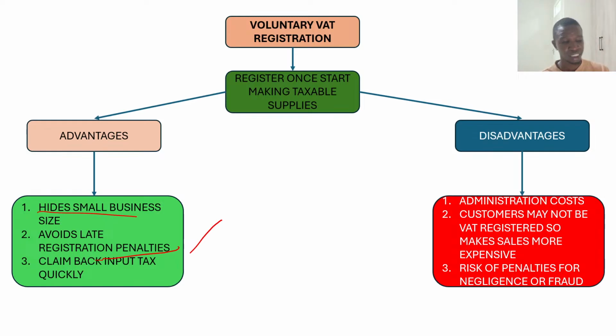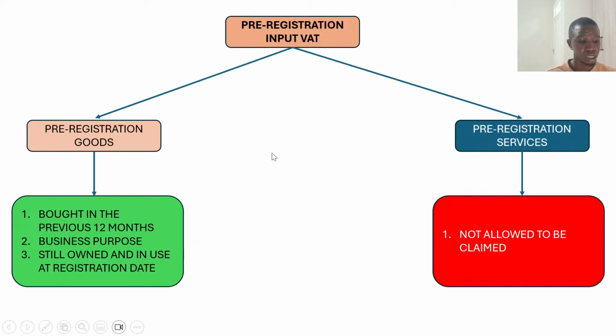Then also, there is the risk of penalties for negligence or fraud, especially if you register early on without understanding the pitfalls of not keeping proper record keeping for VAT. You might find your risk of penalties for negligence or fraud, as they might assume that you are stealing that VAT, right? So this is for voluntary registration. The requirements are the same as when you are registering on a compulsory basis.